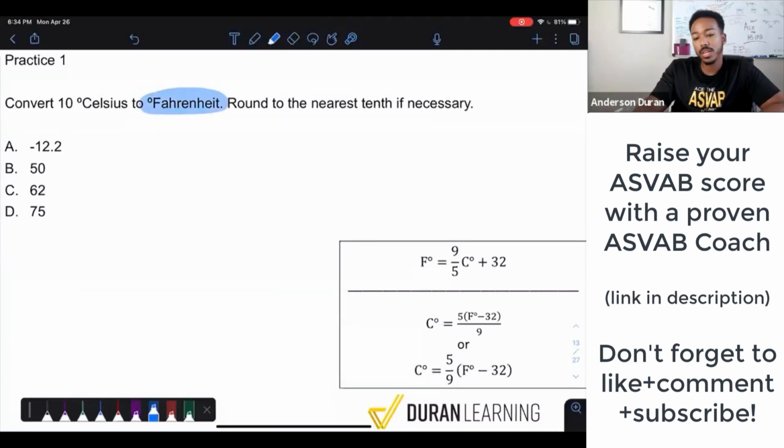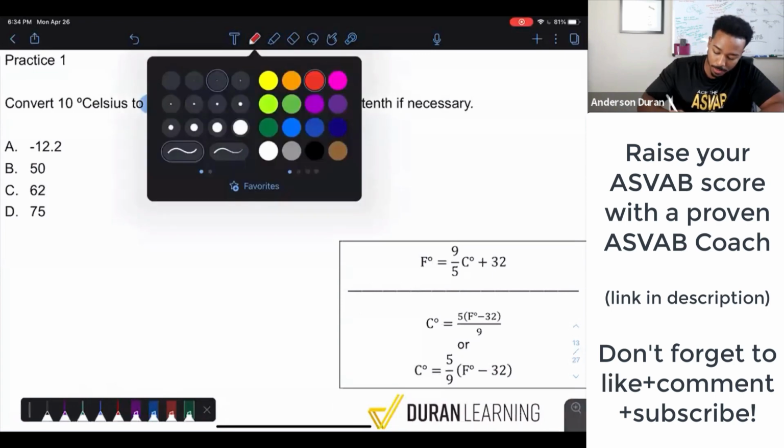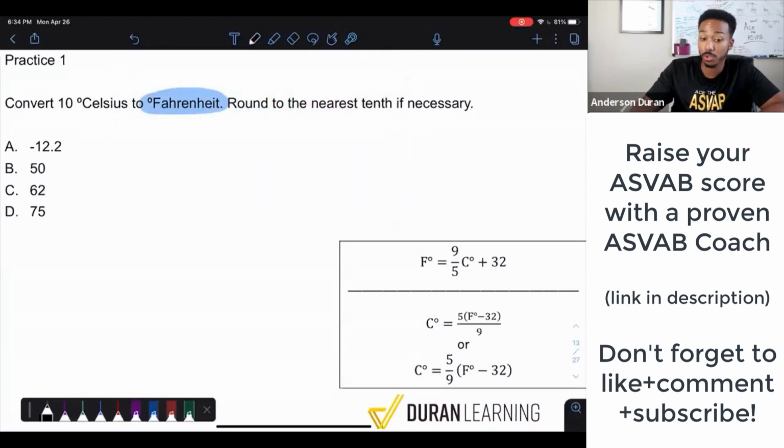And so what did I tell you? Pick the formula that starts with what you're trying to find. So write this down if you need that. Let's go ahead and write it out here. I got you. We're going to slow it down a little bit.